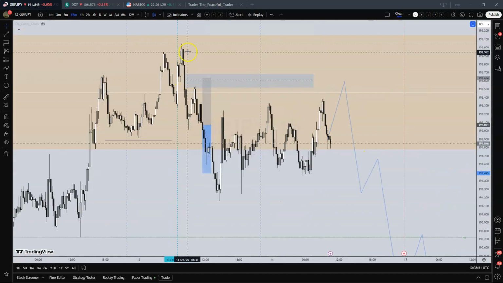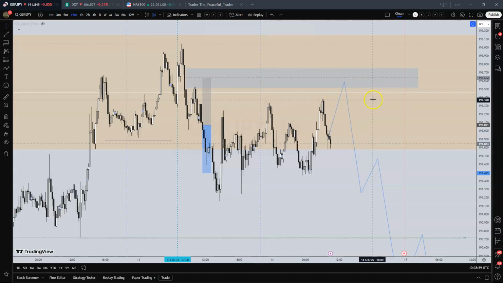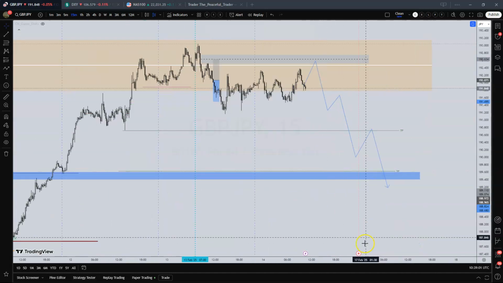We have this gap in the market that we want to retrace to. We're going to get a nice expensive price up here, and then look for a reversal. So again, need a confirmation of a reversal.